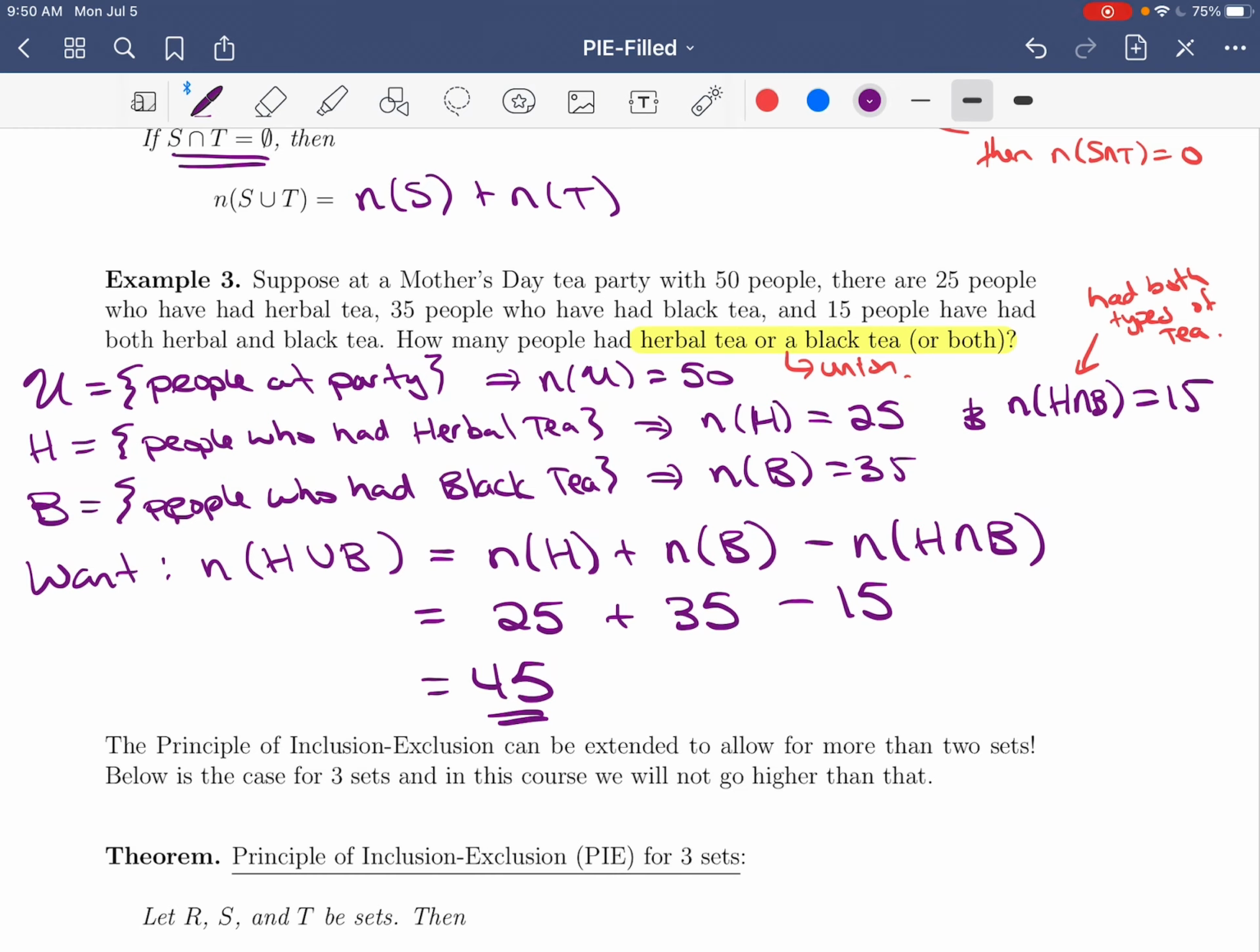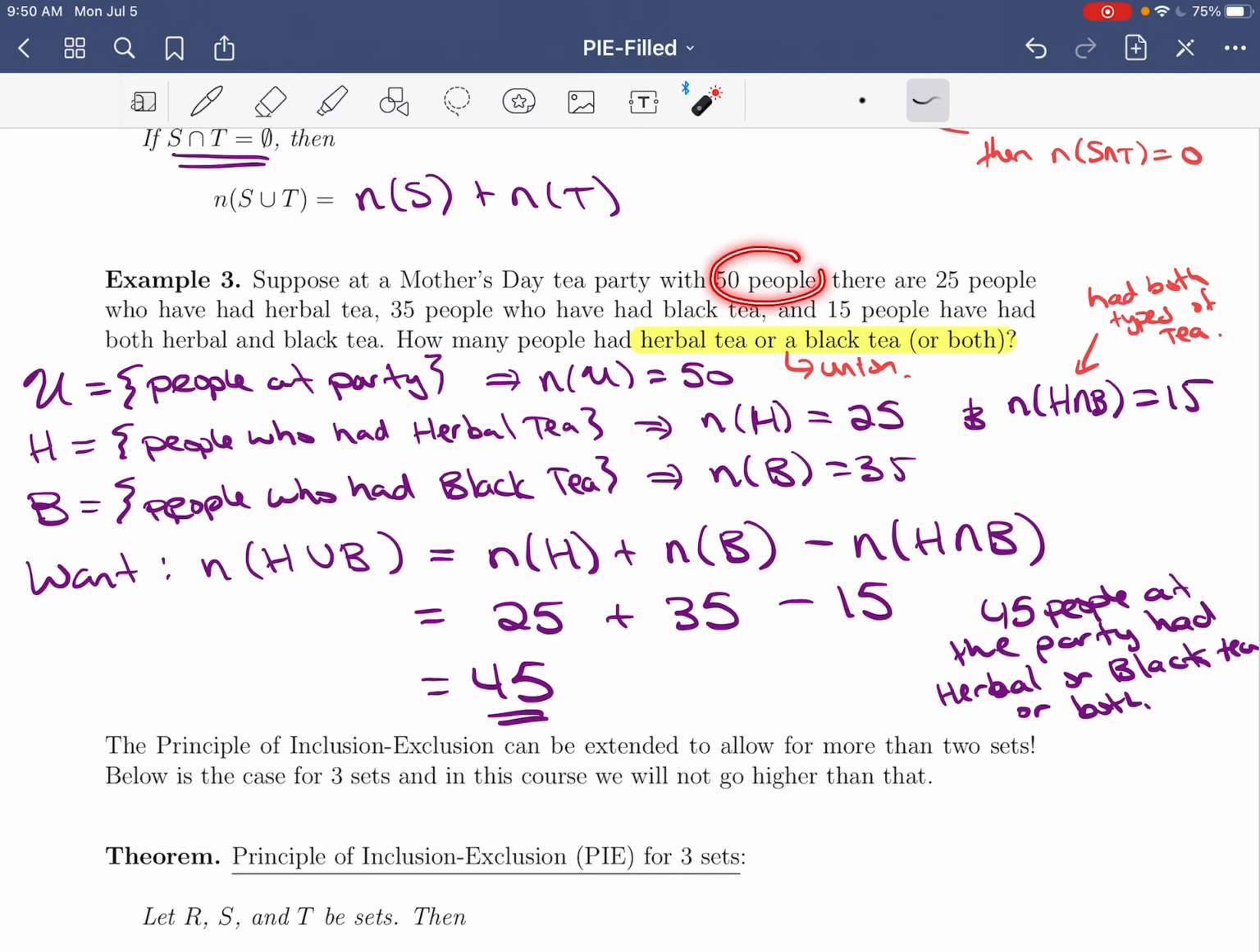So 45 people at the party had herbal or black tea or both. Which means, if we think about it, because there are 50 people at the party and 45 had a cup of tea, 5 of them did not have a cup of tea at all. So they had neither of these teas. And that's using the complement rule.